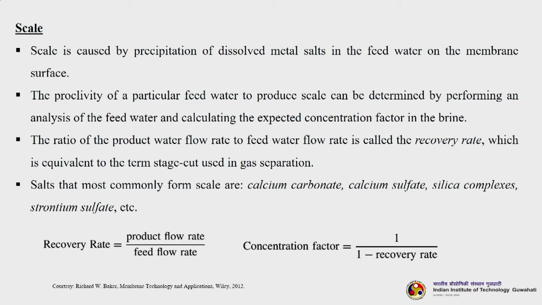First one is scale. Scale is caused by precipitation of dissolved metal salts in the feed water on the membrane surface. The proclivity of a particular feed water to produce scale can be determined by performing an analysis of the feed water and calculating the expected concentration factor in the brine.